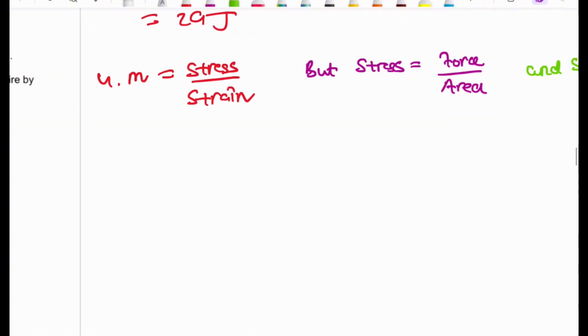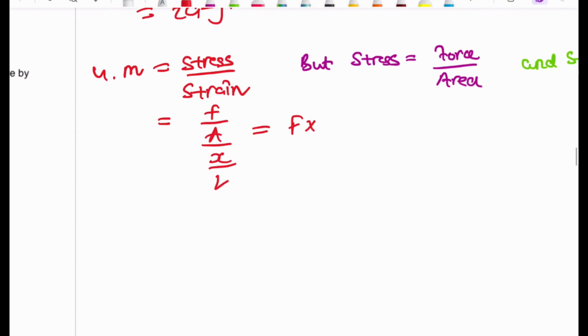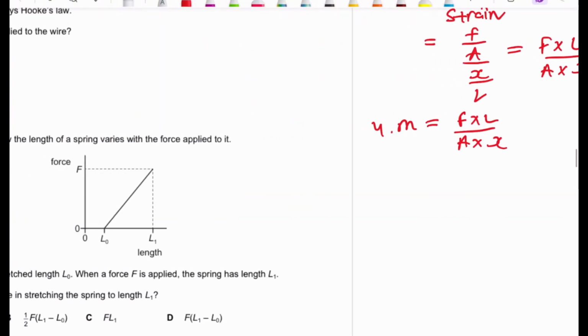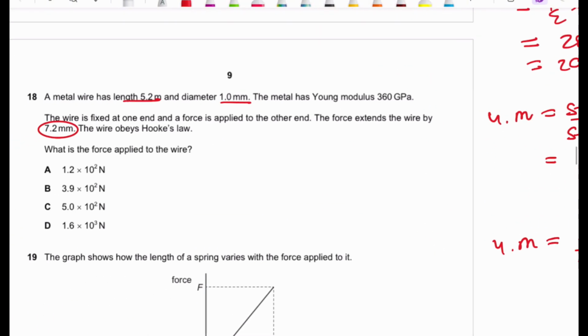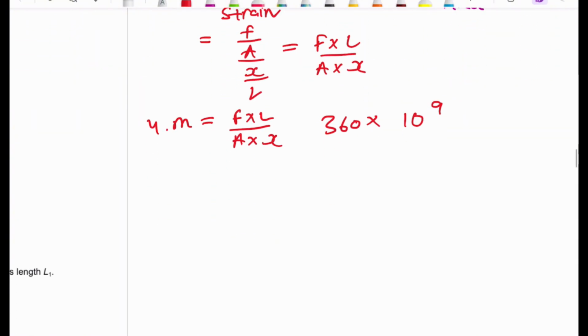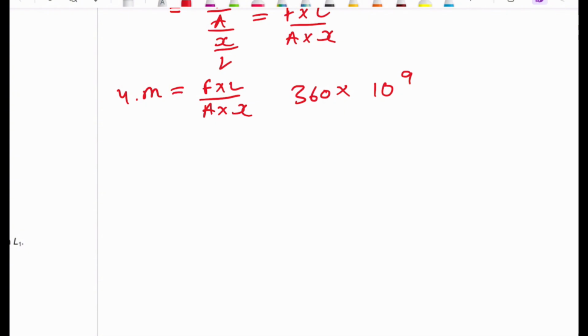okay. So basically, our Young modulus would be equivalent to our force divided by our area, over our extension divided by our length. That would be our force multiplied by our length over our area multiplied by our extension. That's going to be our Young modulus, right? So the Young modulus, if you look at this, is going to be 360 gigapascals. So it's going to be 360, but giga is basically times 10 to the power of 9. As you can see on the prefixes that I put on the screen, giga is times 10 to the power of 9. And that's going to be equivalent to your force.